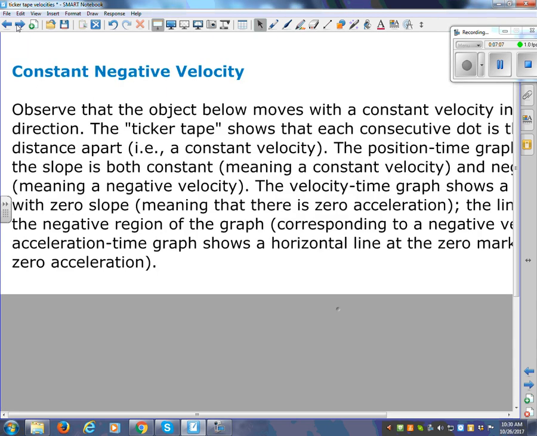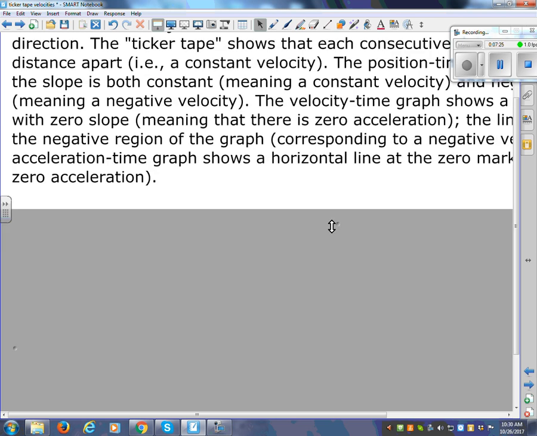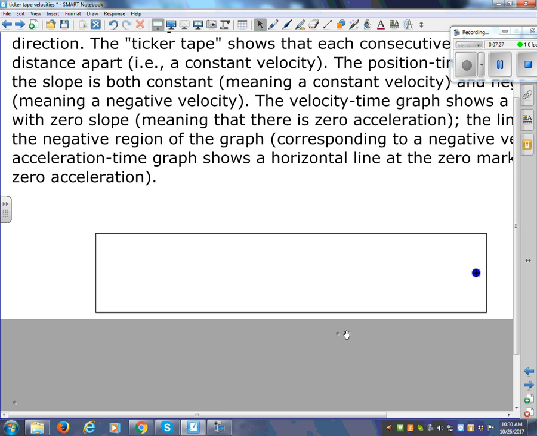Okay, the next one is constant negative velocity. What is the ticker tape going to look like? Are the dots going to be evenly spaced? Yeah. How do you know? Because it says constant, and it's negative, so now they're going to be moving to the left. So the dots are going to be moving to the left in a constant fashion.